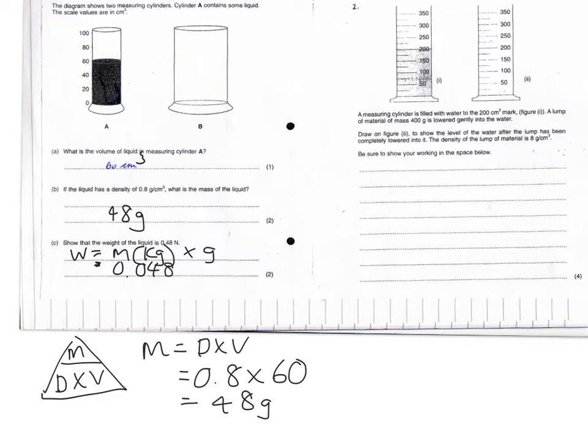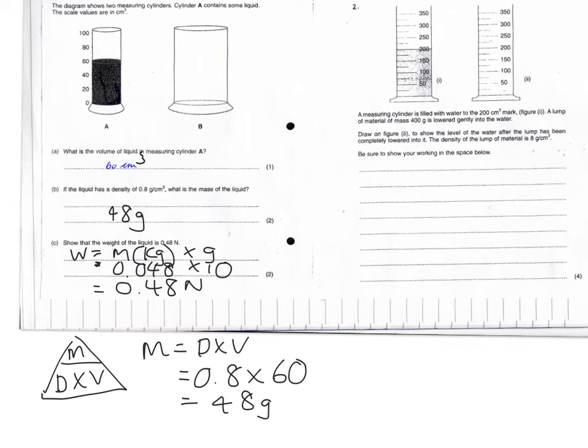0.048 times gravity. Now, gravity on Earth is around 10, so we'll times it by 10, and look, we've got our answer of 0.48 newtons. So that automatically tells us that it's correct because it matches what the question wants us to know. Okay, question 2 is slightly more complicated.